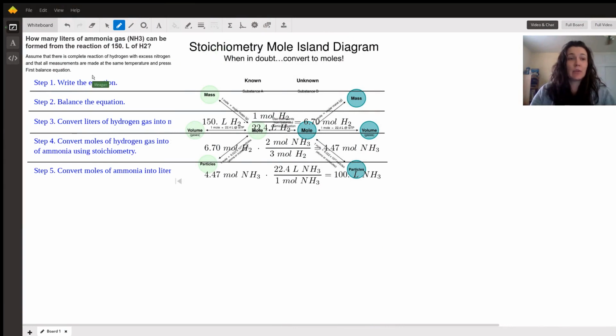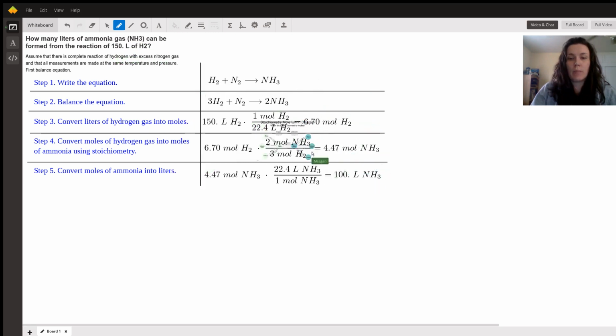Hello, I'm here today to answer the question of how many liters of ammonia gas can be formed from the reaction of 150 liters of hydrogen gas. So we are going to be using this graphic organizer today in order to answer this question. Anytime that you're looking for the amount of one substance and you're given the amount of another substance, we can use this graphic organizer. But first, before we can use that, we need to do a couple of things.